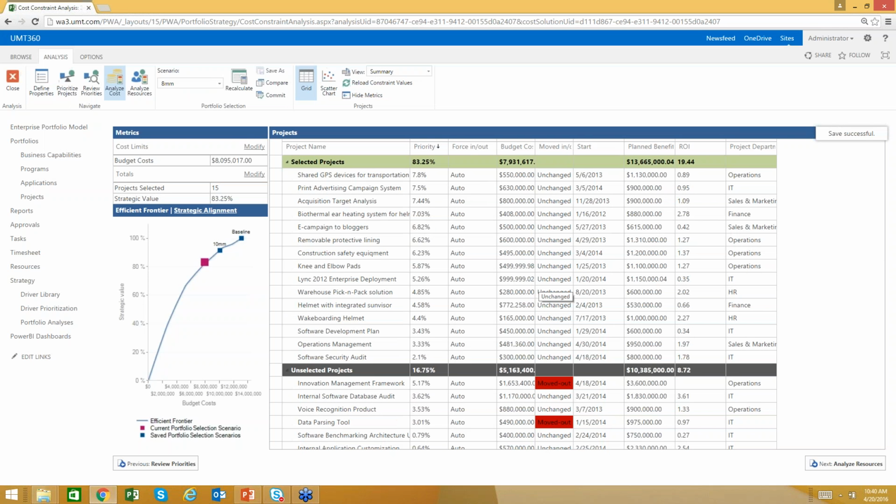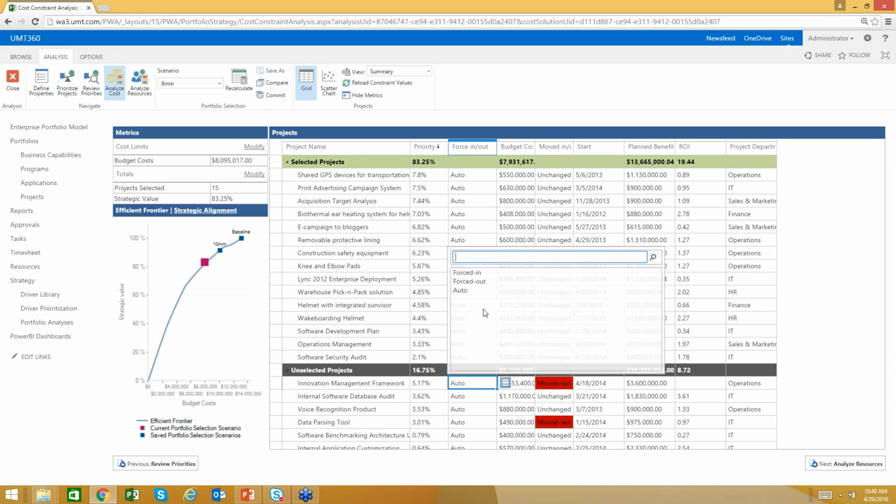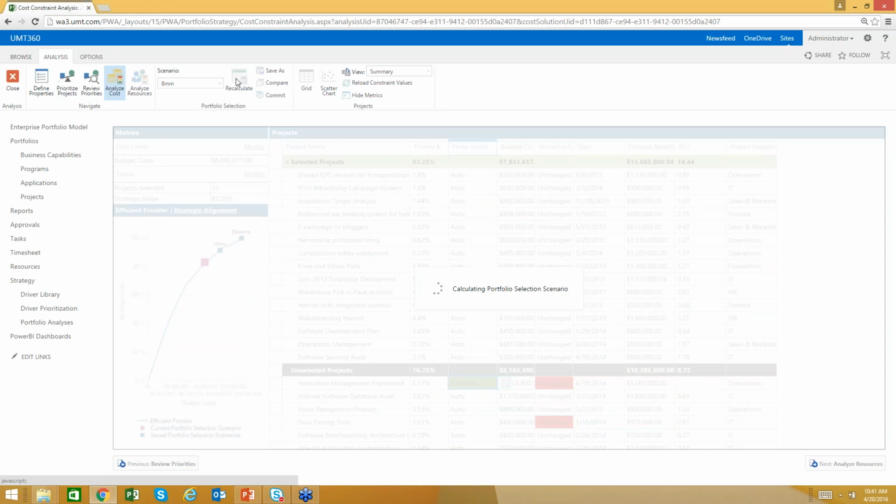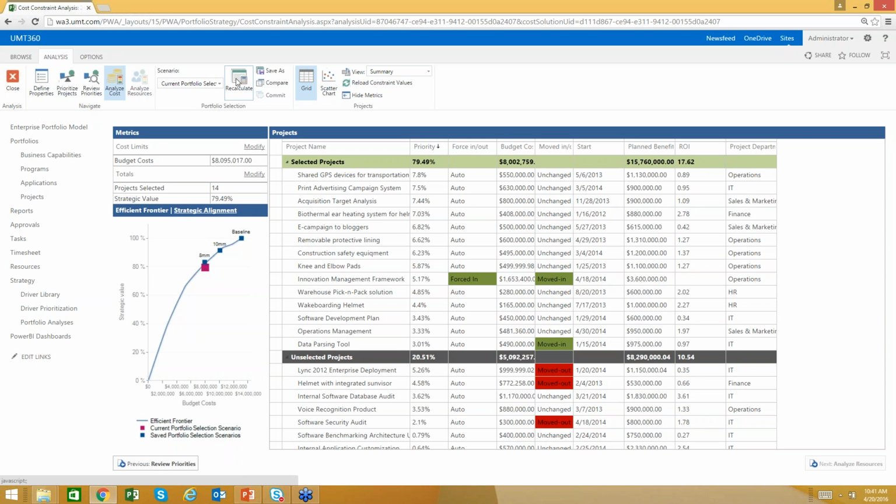So obviously I can play around to my heart's content, but the next thing is maybe I won't change the cost constraint. Maybe I'm just going to override the algorithm and say, you know what, that innovation management framework project we just looked at, that's a pet project of mine and that's coming in, or it could be a compliance project, however you want to break down the criteria for forcing something in or out of the analysis. So I can force this in. I haven't changed the $8 million. I'm just saying you must do the innovation management project and recalculate that decision. The tool is going to instantaneously tell us the trade-off.